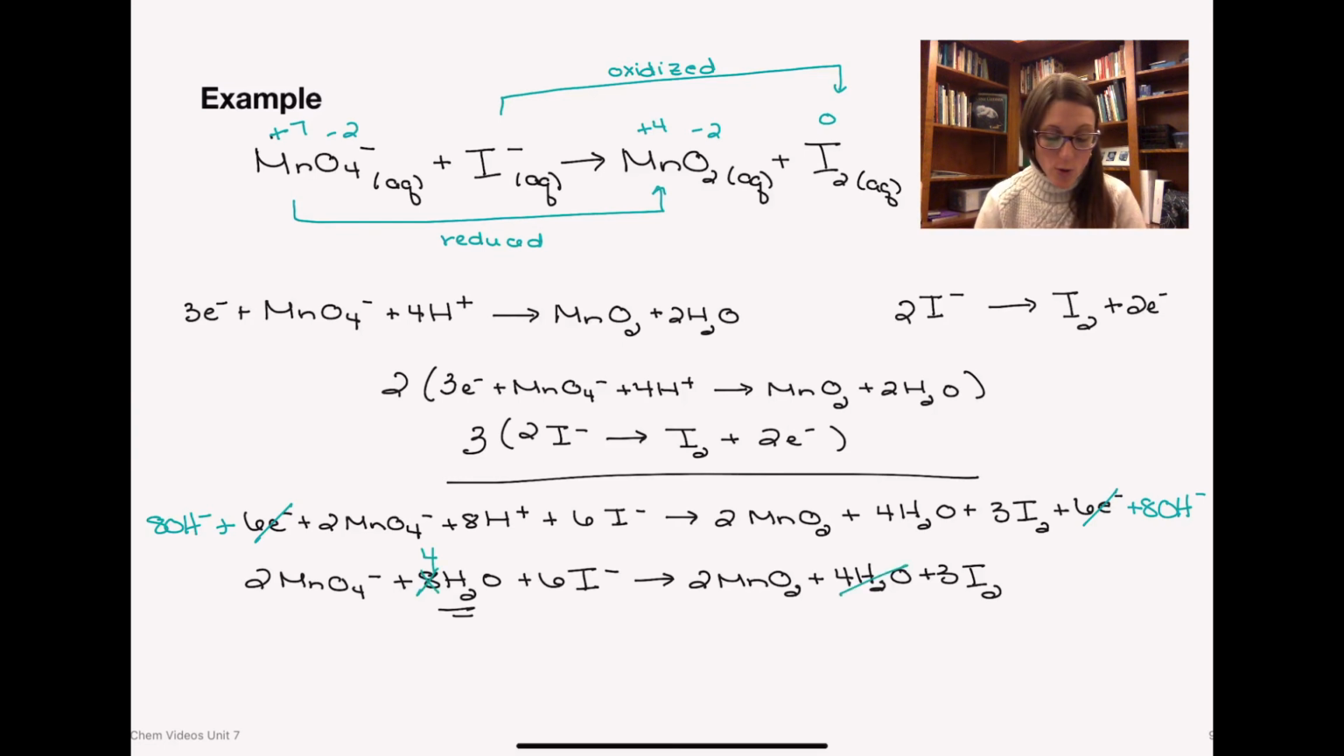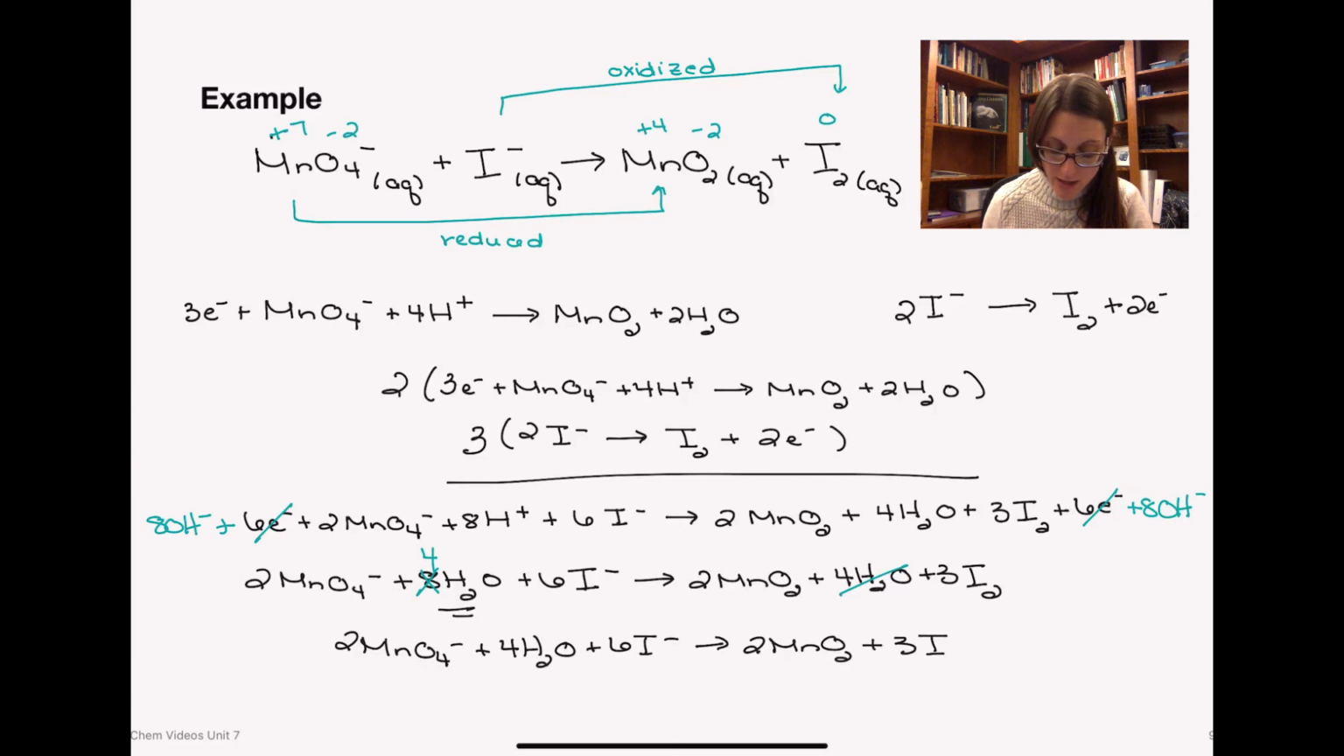And that leaves us with an overall balanced equation of 2 permanganate plus 4 waters and 6 iodide ions, forming 2 manganese 4 oxides and 3 I2s. Done.